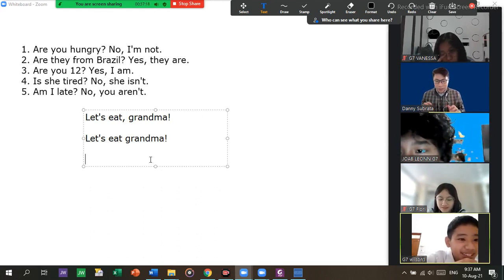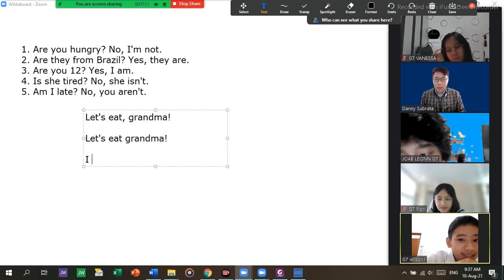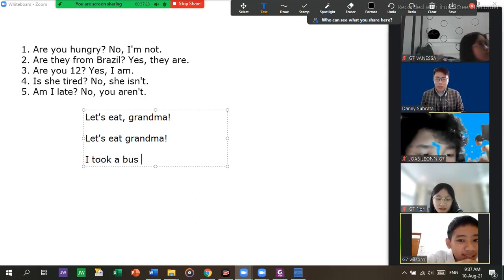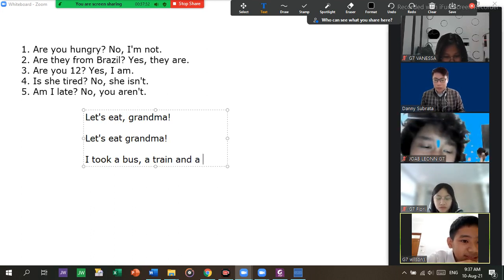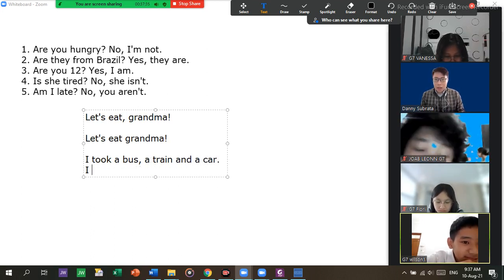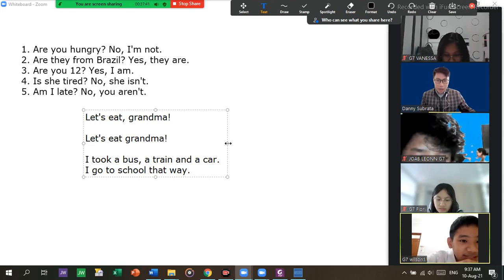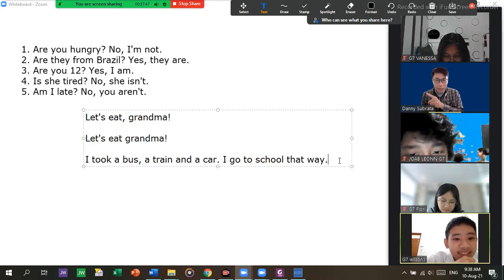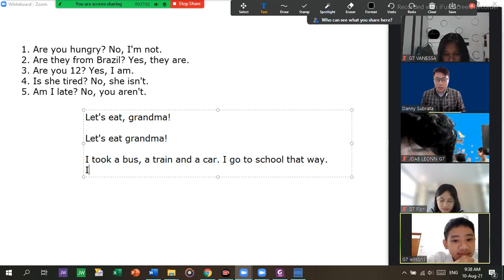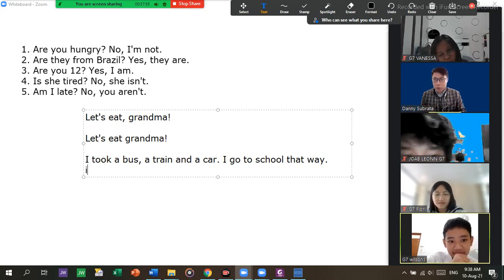Okay, let's say for example, I took a bus, a train, sorry, and a car. I go to school that way. There are two sentences in here, right? But in one sitting. If I don't use any kind of capital letters, any kind of punctuation, what will you get?